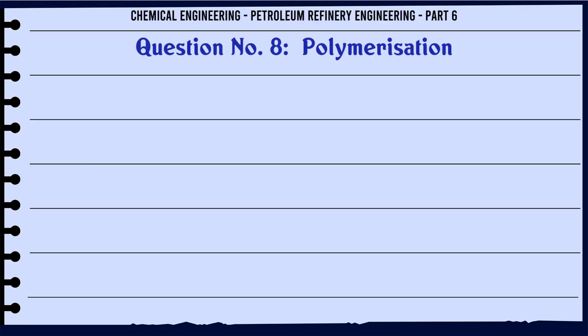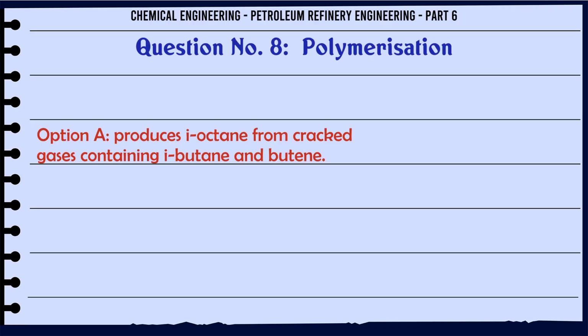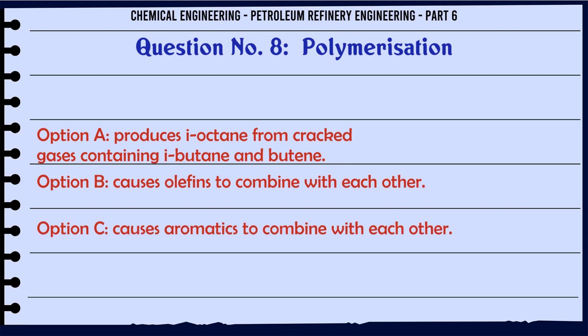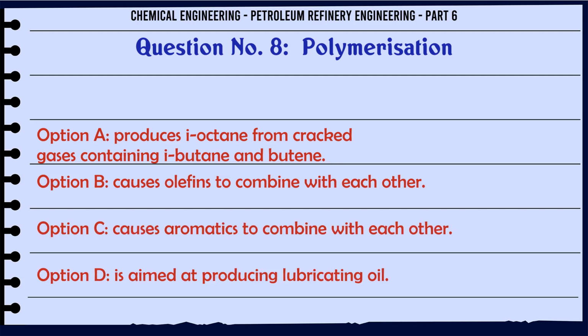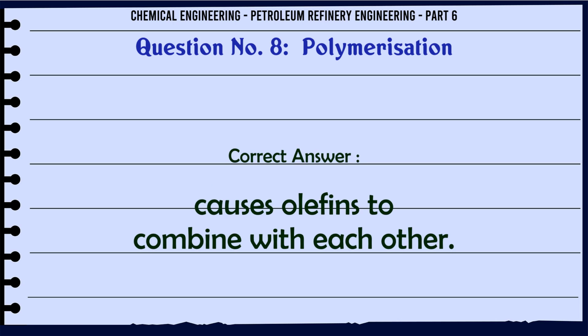Polymerization. A. Produces iso-octane from cracked gases containing iso-butane and butane. B. Causes olefins to combine with each other. C. Causes aromatics to combine with each other. D. Is aimed at producing lubricating oil. The correct answer is causes olefins to combine with each other.